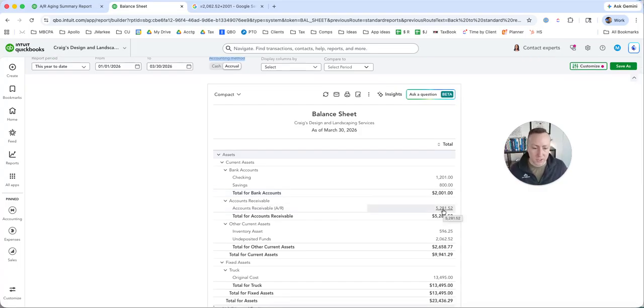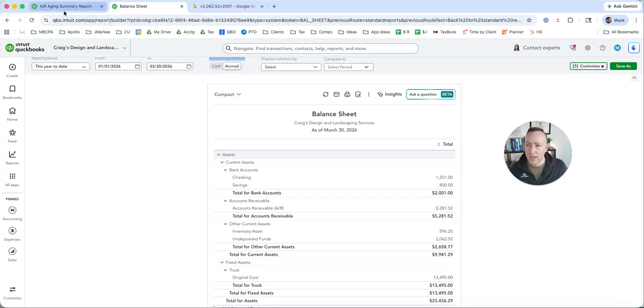So if we look at our AR aging, we see 5,281, and that number ties to what's on our balance sheet. So everything in accounting is interrelated. On every single financial statement, we have at least one number that's going to tie to another report. And that's why when we make one little change in QuickBooks, it usually changes all of your reports. Because like I said, there's always at least one number that ties between the reports.